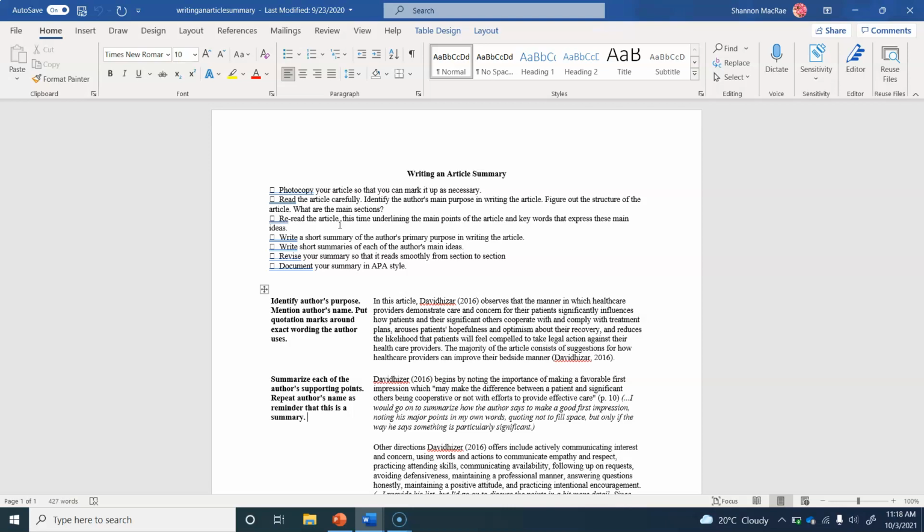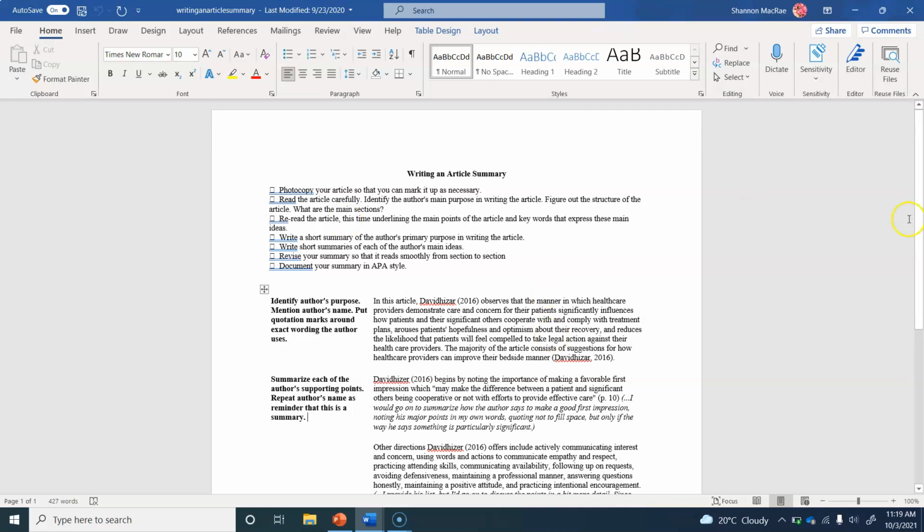And you also want to look at the structure of the article. So what are the main sections? Are there headings and subheadings that will help guide you? You want to underline the main points of the article and keywords that express the main idea. And then you're actually going to get down to writing. Okay, so in a sentence or two, write a short summary of the author's primary purpose. And then write, as I mentioned before, short summaries of each of the author's main ideas.